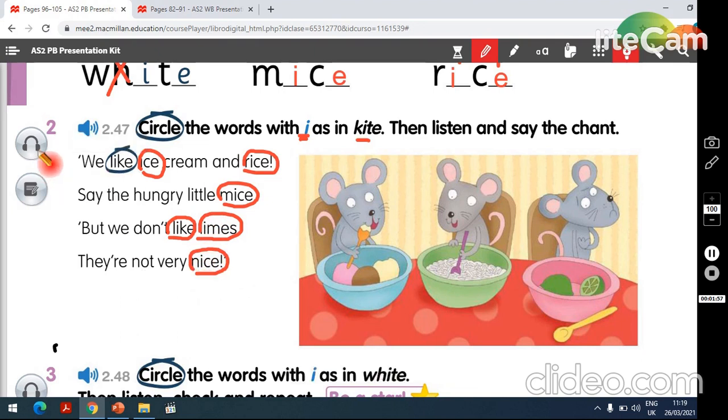We like ice cream and rice, say the hungry little mice. But we don't like limes, they're not very nice.